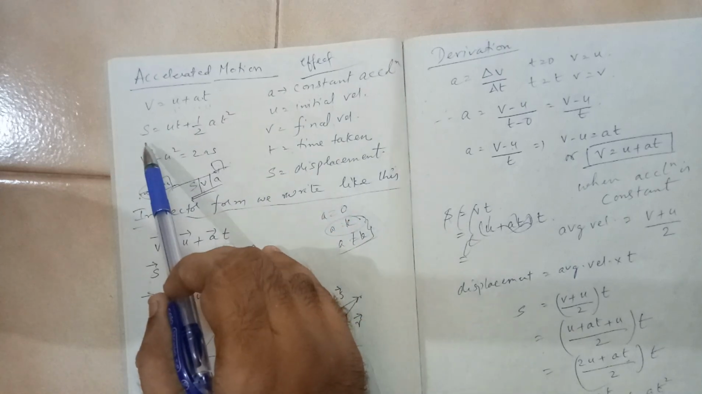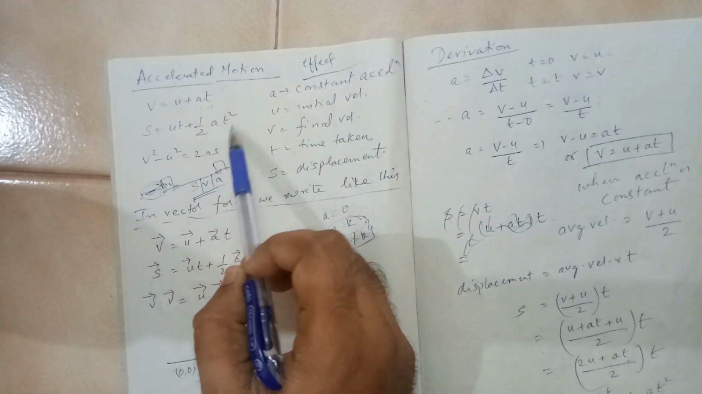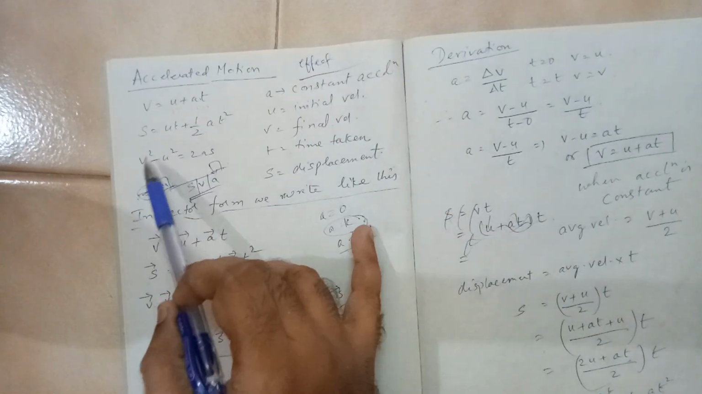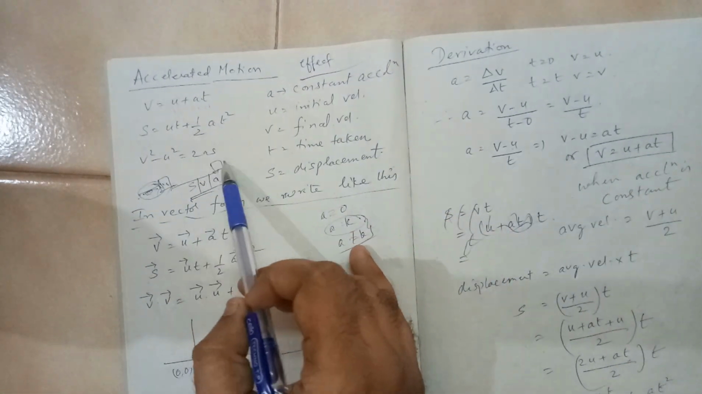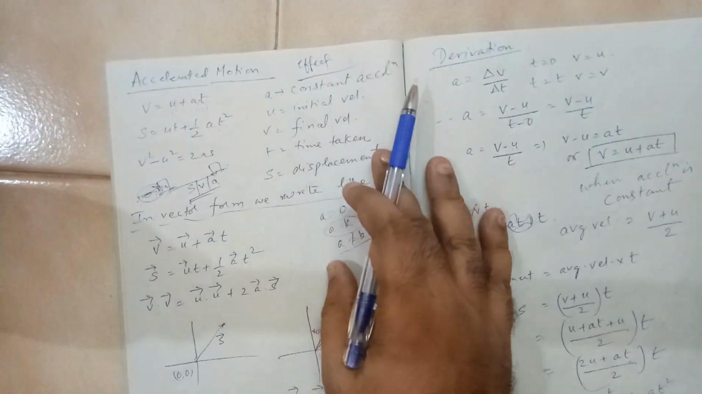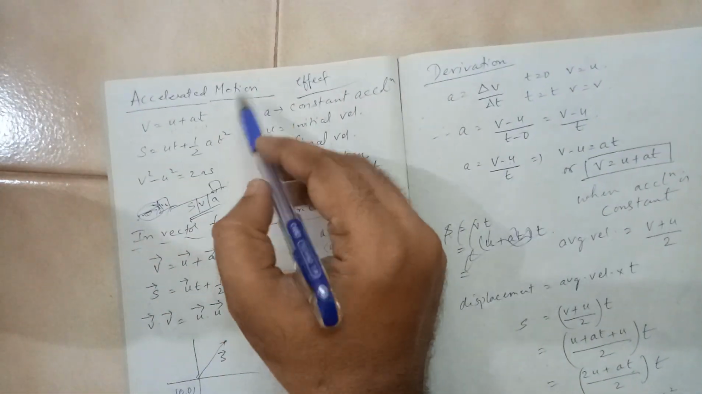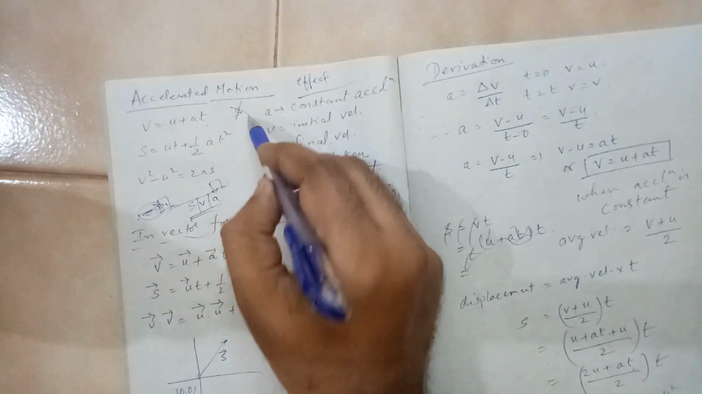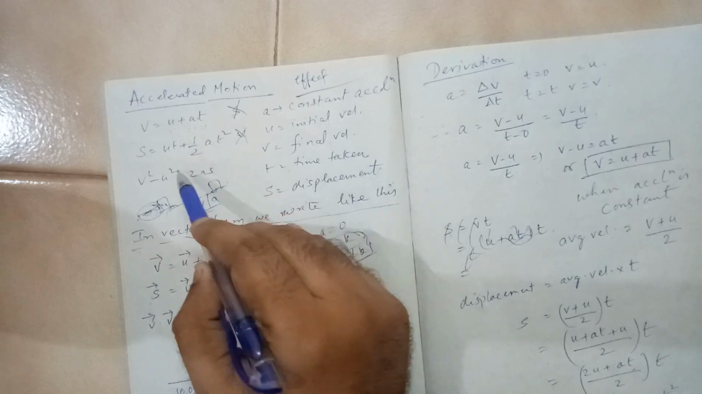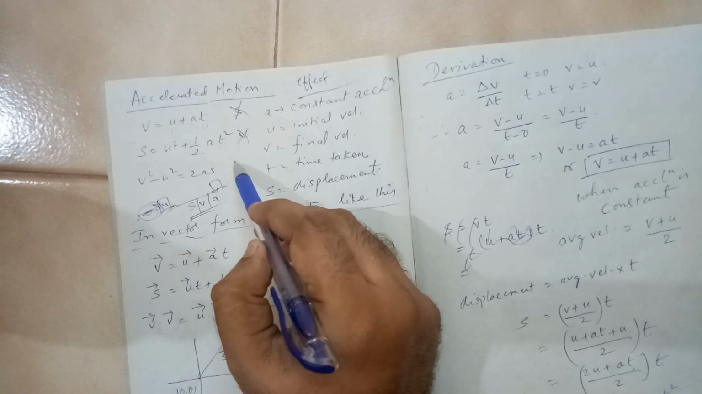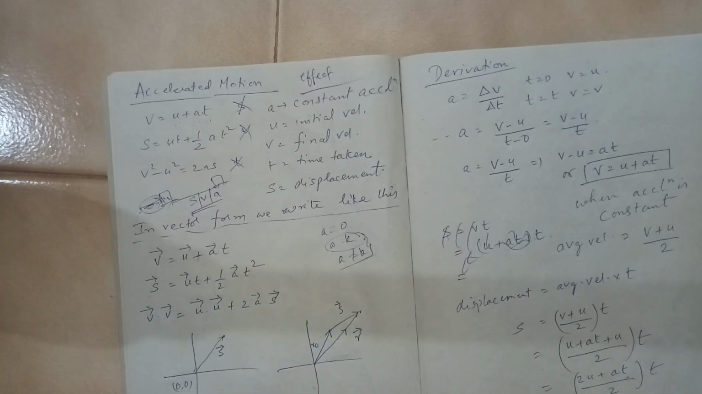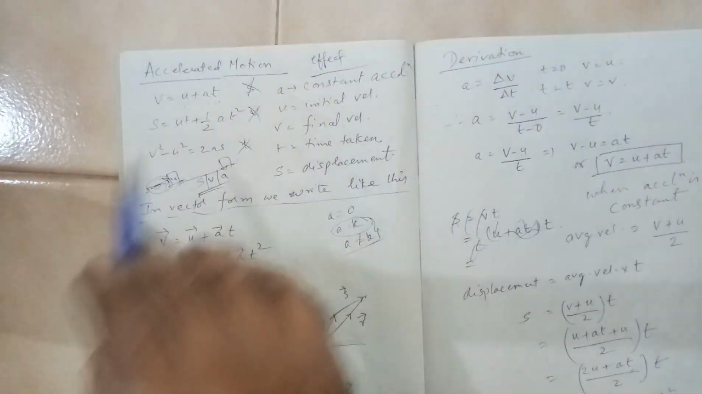Okay, s is equal to ut plus half at square. S means displacement, and v square minus u square is equal to 2as. These are the three equations. If you observe them one by one, there is no s in this equation, there is no v in this equation, and there is no t in this equation. So depending upon the situation, we will use that equation.